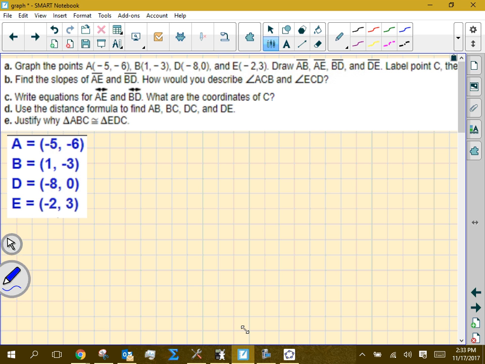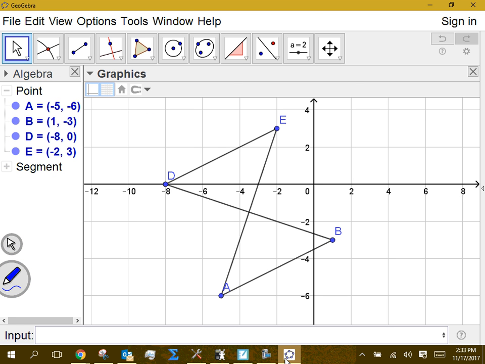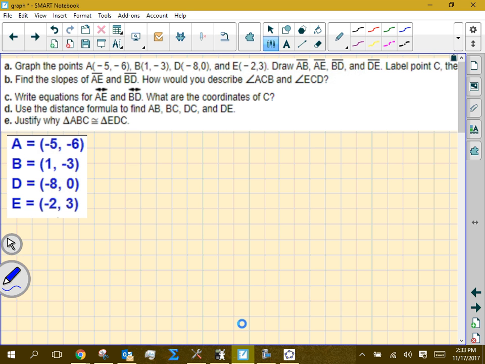The first thing I ask you to do is graph this thing and match the graph. So at this point, hopefully we're all able to do that. That ends up being the graph that we get. The next part they ask you to do is to determine slopes of AE and BD. Slopes of AE and BD. The slope formula, M equals y2 minus y1 over x2 minus x1. That's your slope formula. y1, y2, and x1, x2 come from ordered pairs.